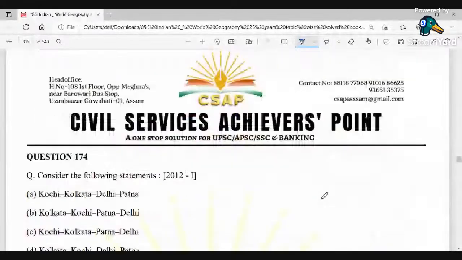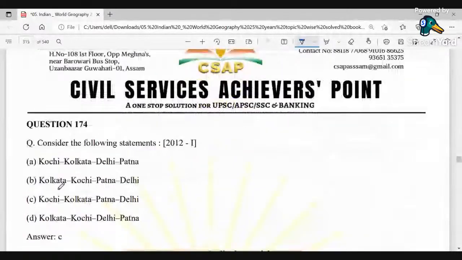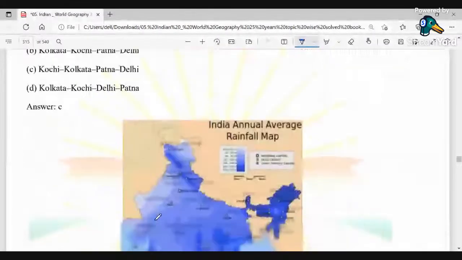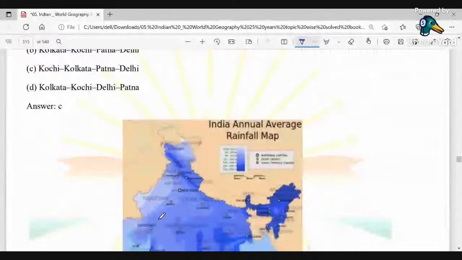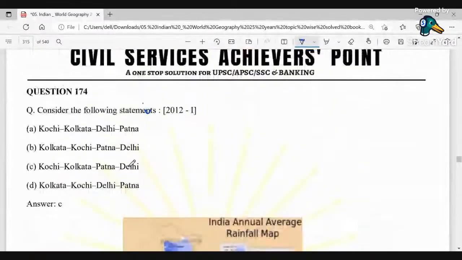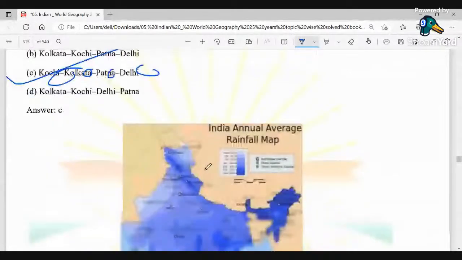Then consider the following statement: Kochi, Kolkata, Delhi, Patna. Then Kolkata, Kochi, Patna, Delhi, and Kochi, Kolkata, Patna, Delhi, Kolkata, Kochi, Delhi, Patna. Okay. So here, if you see the annual average rainfall map, it has been asked. The question over here is about the annual average rainfall map. So obviously, Kochi has the most, after that Kolkata, after that Patna, and last Delhi has the least rainfall. Okay, so that is the correct option over here.